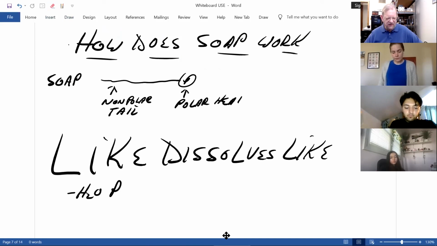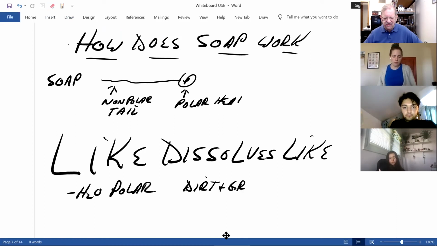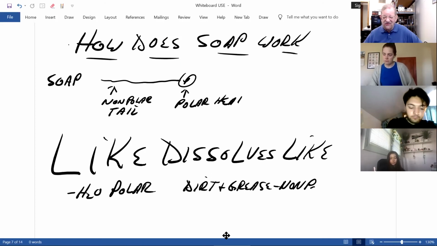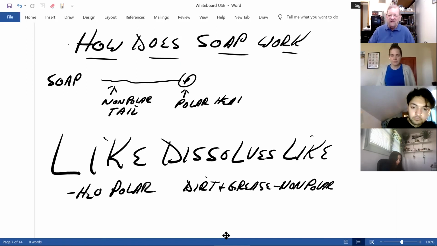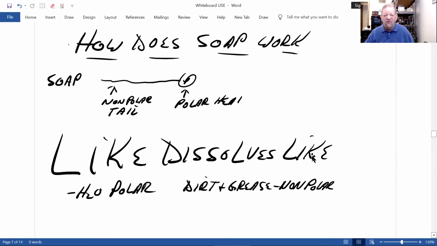And when we come to this, water is polar, and you should know that. Dirt and grease are nonpolar, which is why it's not easy to get dirt or grease off your hands or whatever with water alone, which is why we use soap. And if I had a piece of dirt here, and you should know this, when you use soap, the nonpolar tail is attracted to the dirt and the polar head stays away from it.